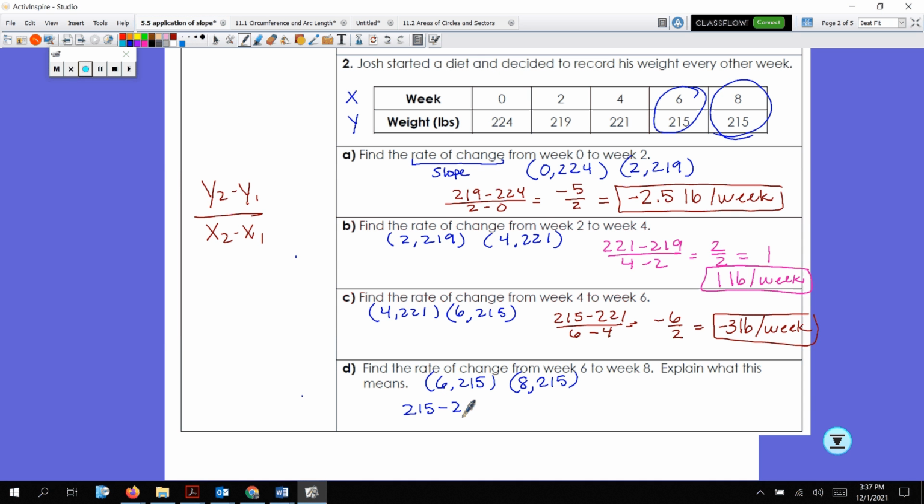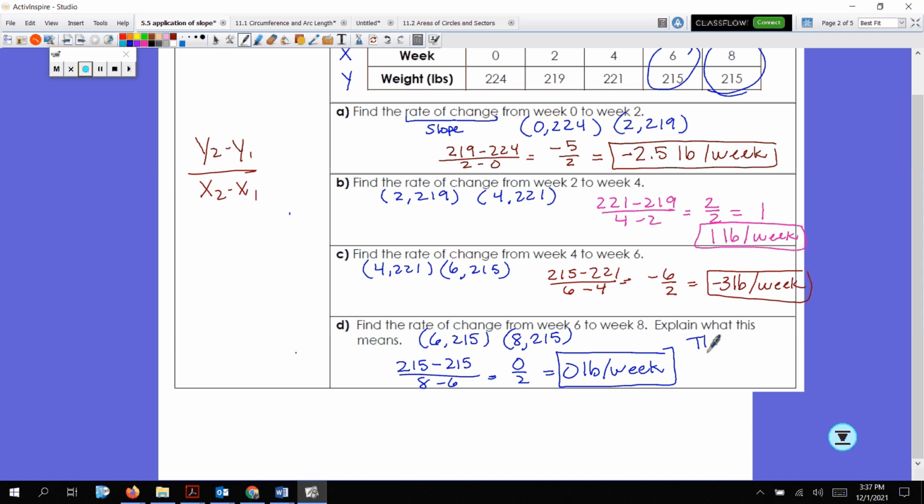215 minus 215 over 8 minus 6 is 0 over 2, which is 0 pounds per week. What does that mean? Well, that means he didn't lose any weight, right? His weight didn't change. The weight didn't change.